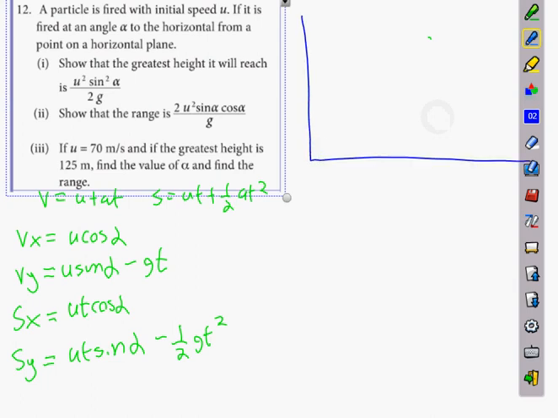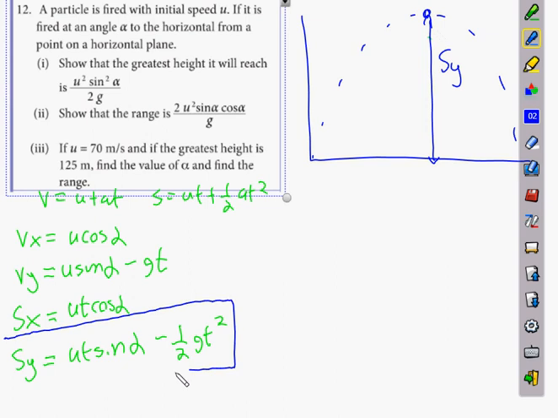It's an Sy. When you're talking about the greatest height reached, you're talking about this distance here in the middle, and it's an Sy. Is there anything else? So that's one of the equations, you know you got to use Sy, which is grand. We need one of the other equations to tell us what the time is. Any idea which equation we could use?